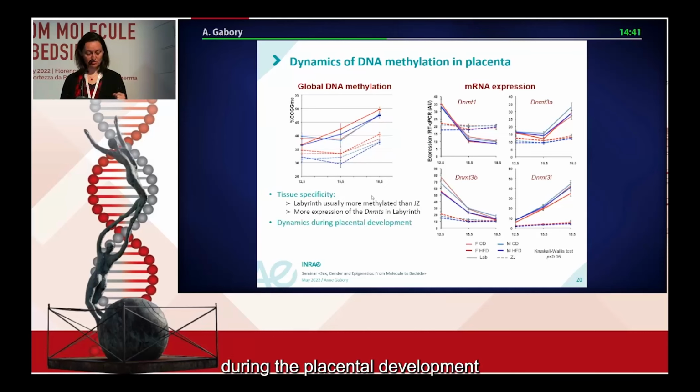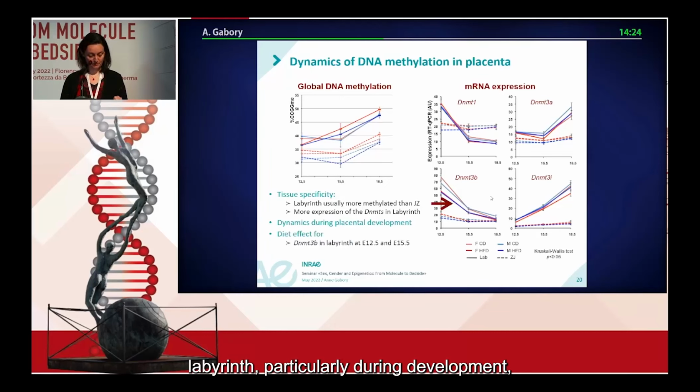And there is also a dynamic during placental development, with an increase of DNA methylation at the end of gestation, which is linked with an increase of DNMT3A and 3L. DNMT1 and 3B are downregulated in the labyrinth, particularly during development. And finally, we noticed a diet effect for DNMT3B here in the labyrinth at the beginning of the fetal period, and the same tendency for DNMT3L at the end of gestation.